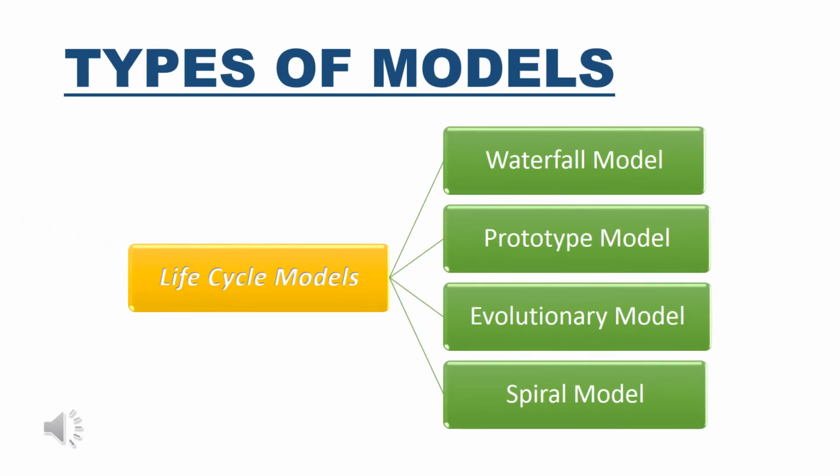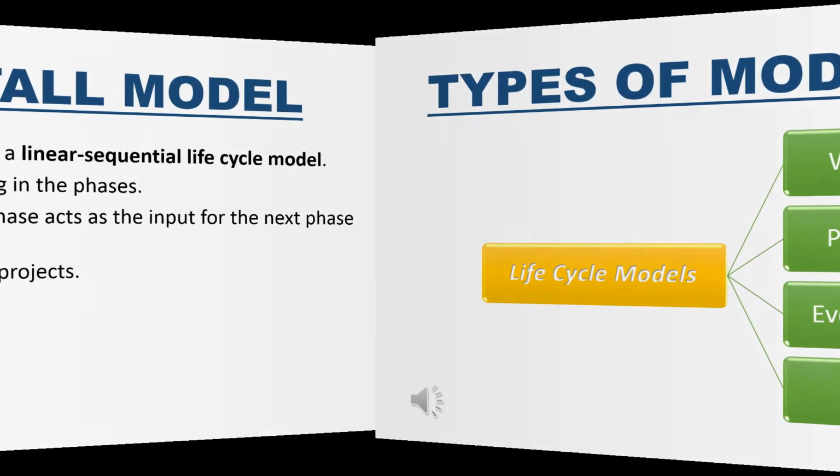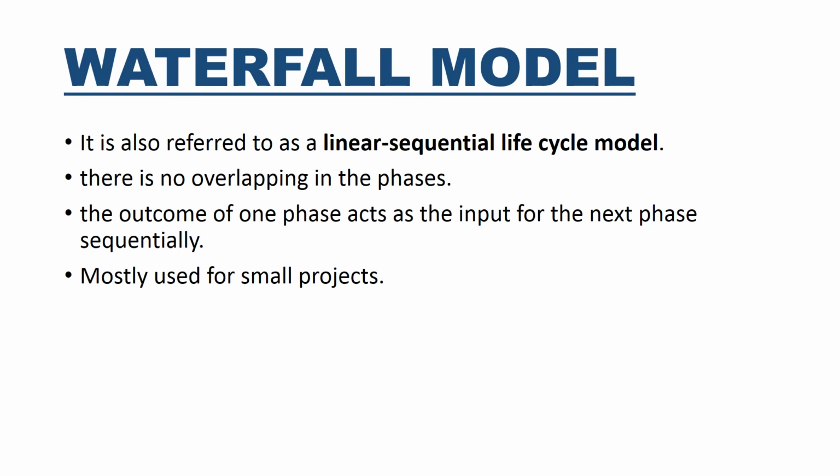Now we'll discuss the various life cycle models, that is the waterfall model, prototype model, evolutionary model and spiral model. First, let us begin with the waterfall model. Waterfall model is also known as a linear sequential life cycle model. Why are we using the term linear, or why are we saying it is a sequential model? Because in this model, no iteration is allowed and the process has to go sequentially. That is, if one phase is complete, then only the next phase starts.